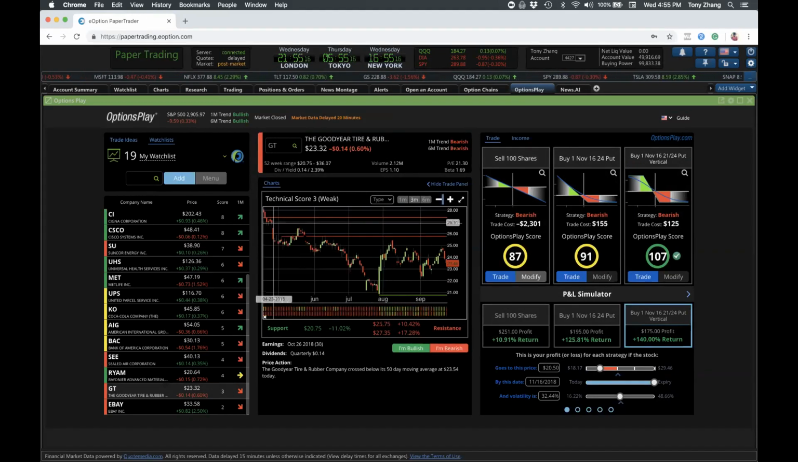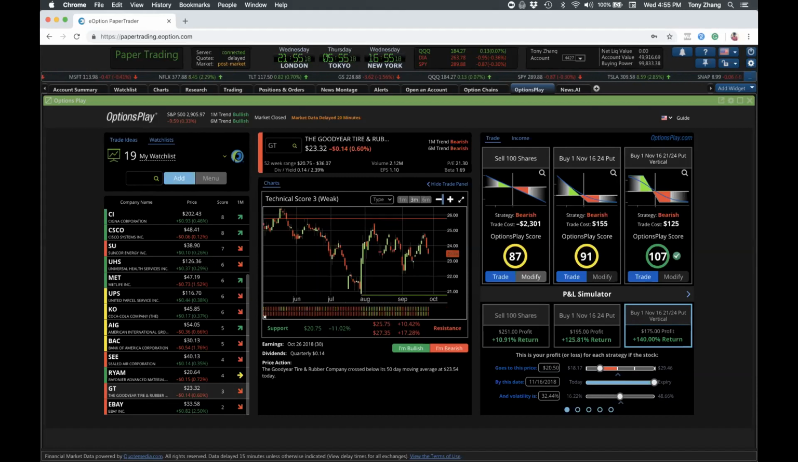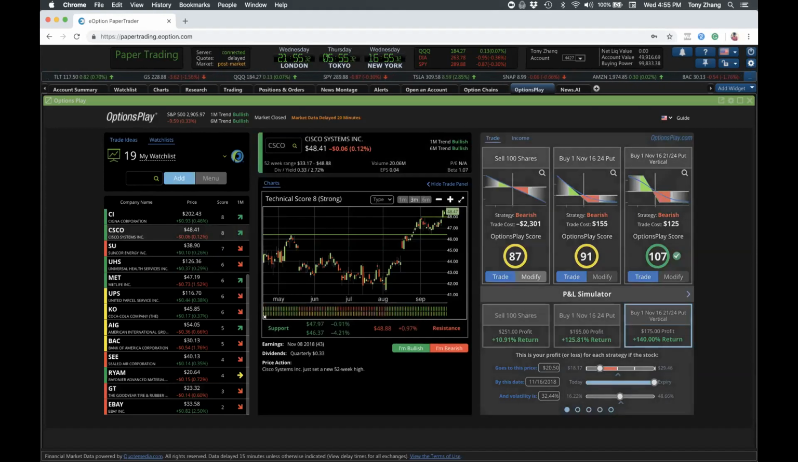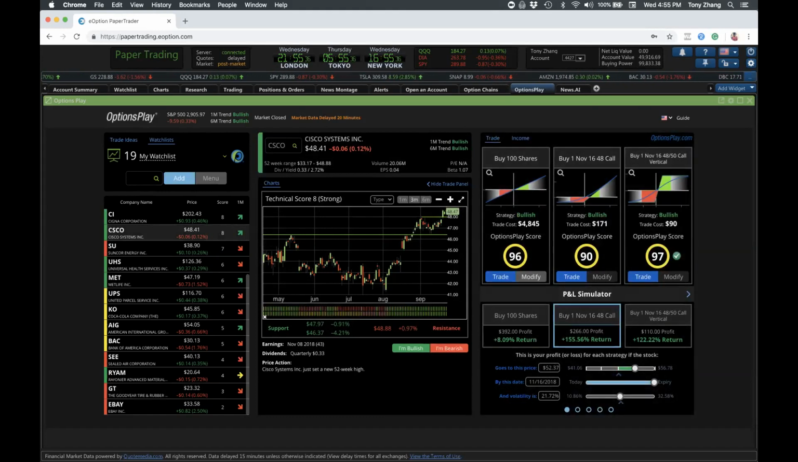And as you can see, this clearly is a stock that has underperformed while the market has continuously moved higher over the last few months. So this is really the type of candidate that I'd be looking for if I'm looking for bearish opportunities. Conversely, if I'm looking at Cisco, as you can see, the 1-month and 6-month trends are bullish. The technical score is 8, that tells me that this is a strong stock and it's continuing to trend higher.